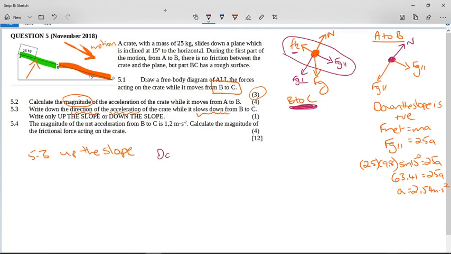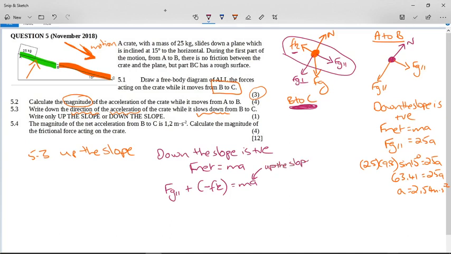So if we carry on with our calculation, remember we said down the slope is positive. We're going to use Newton's second law, so we write the formula F net equals ma. Now remember, to find F net you add your forces together. So down the slope is positive, so Fg parallel is going down the slope, and we are going to add the force of kinetic friction, but it is going in the opposite direction. So we've got Fg parallel minus Fk equals ma. But now remember, this acceleration is a vector, and they reminded you of this in 5.3, and we said this acceleration is going up the slope, but we've just said down the slope is positive.